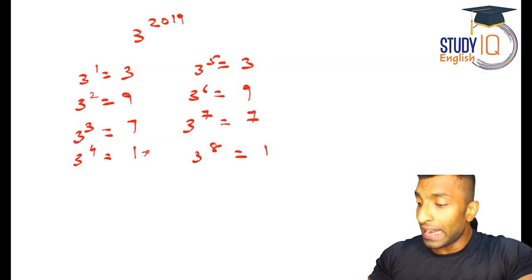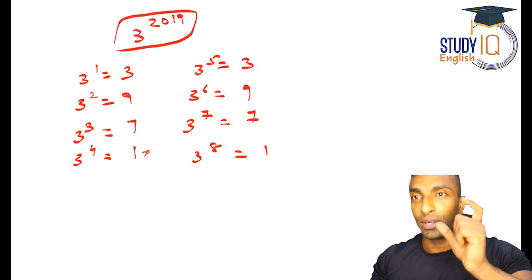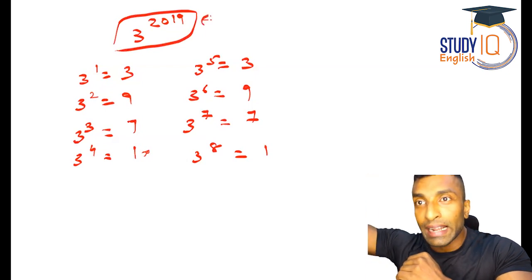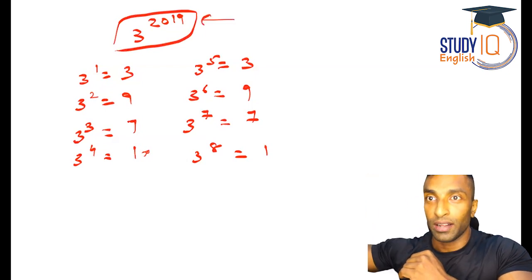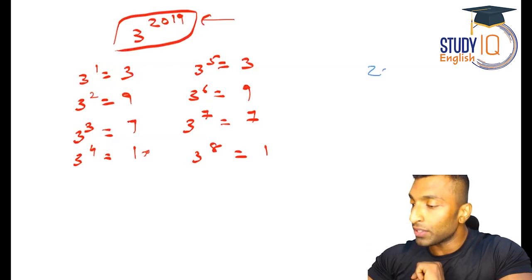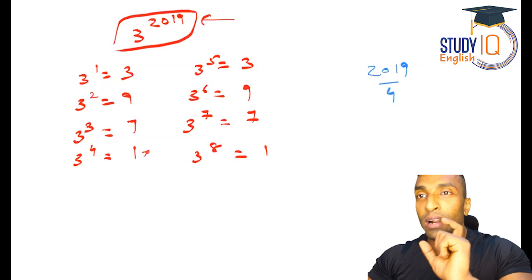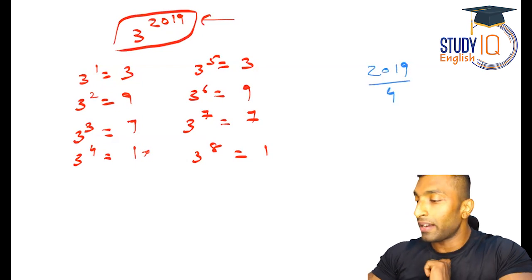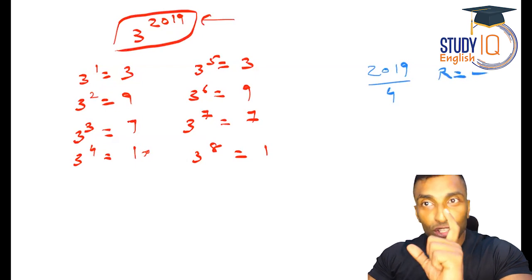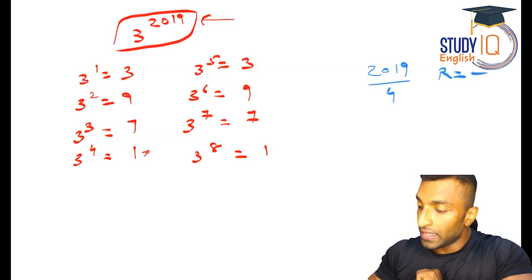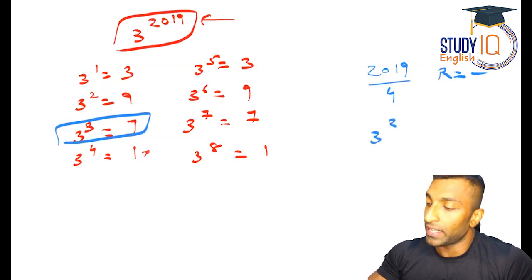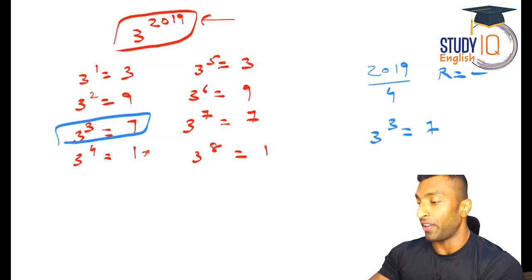So 2019, if this question need to be answered, what you need to see? Where 2019 will come if I arrange it into set of 4. Exactly, right? So what I need to do for that? Take the power, which is 2019, divide by 4. See what is the remainder. What is the remainder here? 16 will be gone and 3 is the remainder. So you got 3 as the remainder. That means it will come here. So 3 is the remainder means 3 raised to 3 is your answer, which is going to be 7.